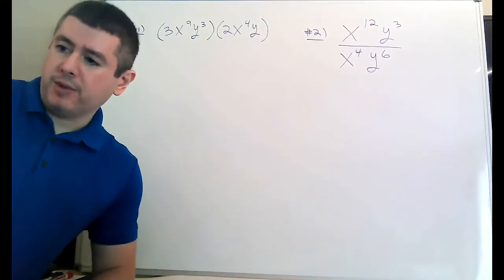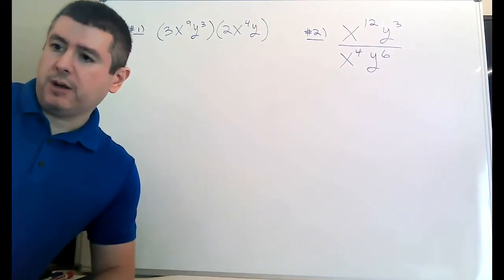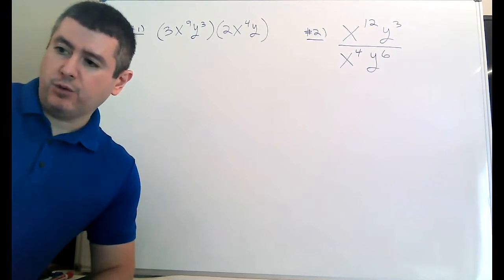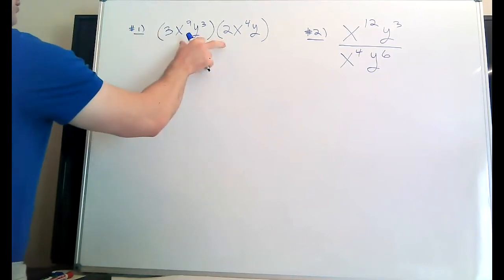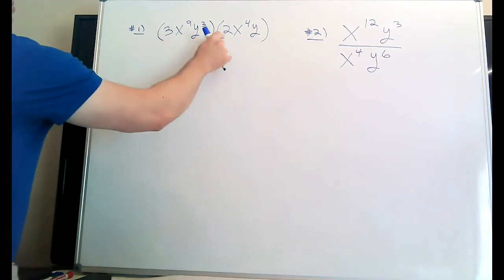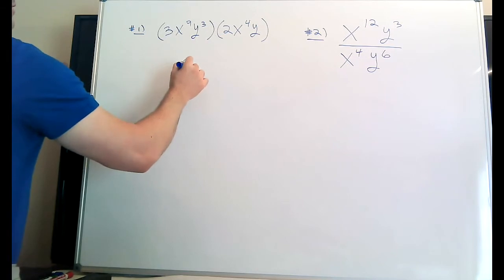Okay, here are the problems from the exponent worksheet. I'm going to do 1 through 8, even though I had you do 1 through 7. So the first couple of problems are pretty straightforward. This one you do in multiplication, so you're going to multiply the numbers. 3 times 2 is 6, easy.